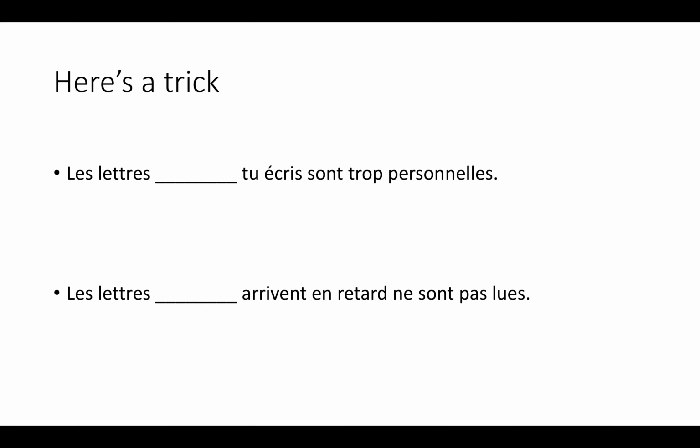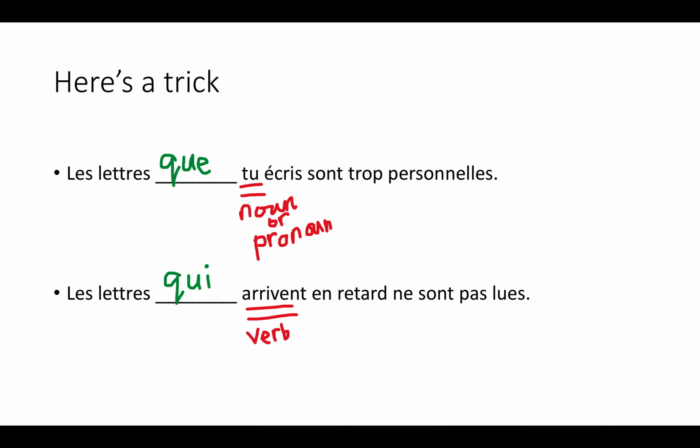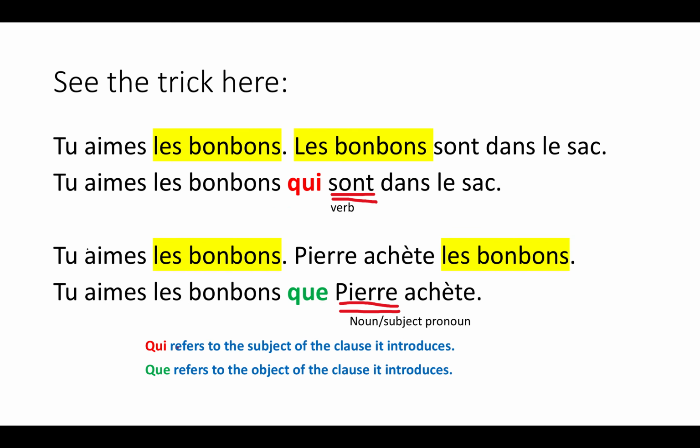Here are those same exact sentences, right? If you have a verb after the blank, you use qui. If there is a noun or a pronoun, a subject pronoun, by the way, a noun or a subject pronoun after the blank, you use que. So let's look at the trick.